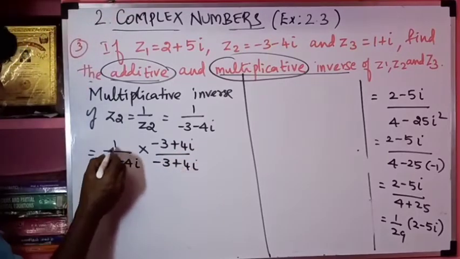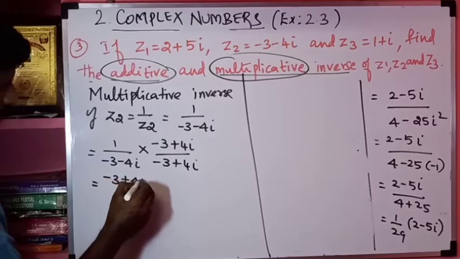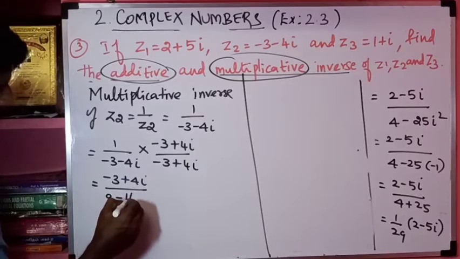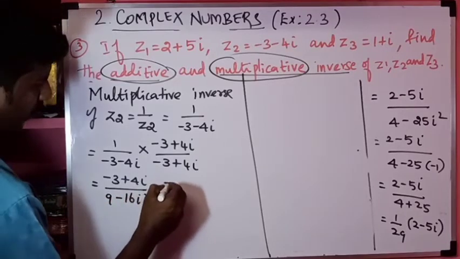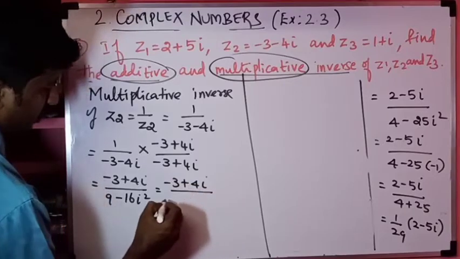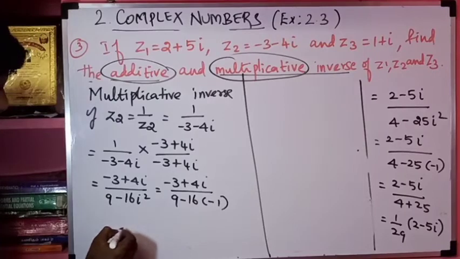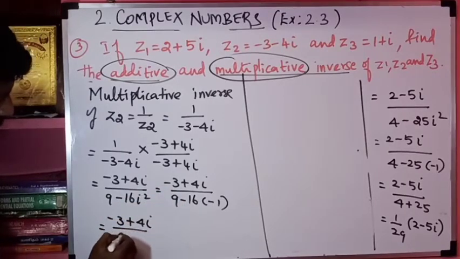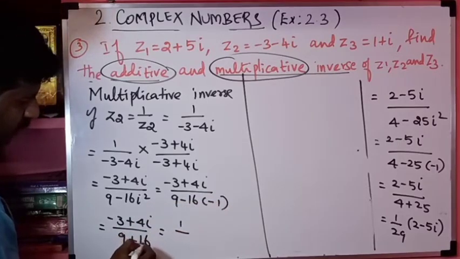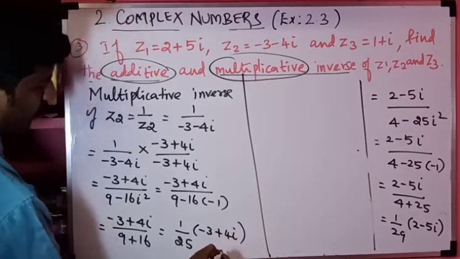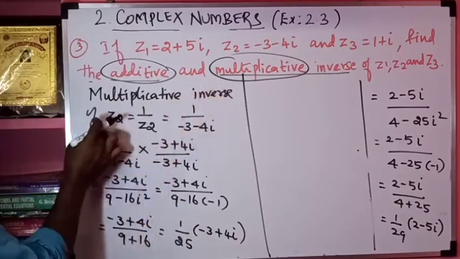So this is equal to 1 into minus 3 plus 4i divided by a minus b, a plus b, the a square 9 minus b square, which is 9 minus 16, i square value minus 1. So this is minus 3 plus 4i divided by 9 plus 16, which is 25. So this minus 3 plus 4i over 25 is the answer for the multiplicative inverse of Z2.